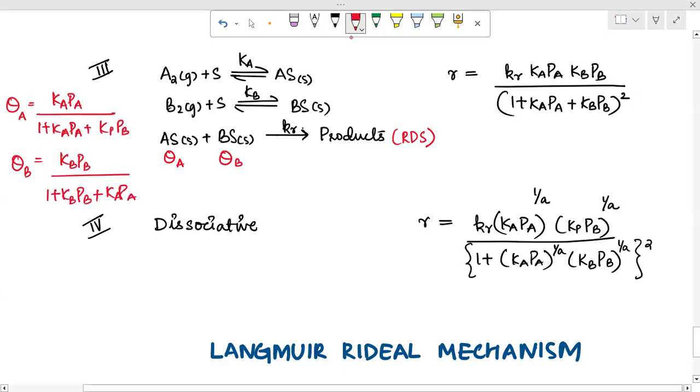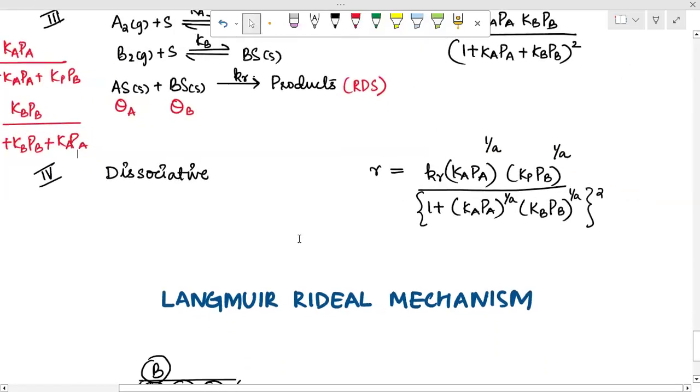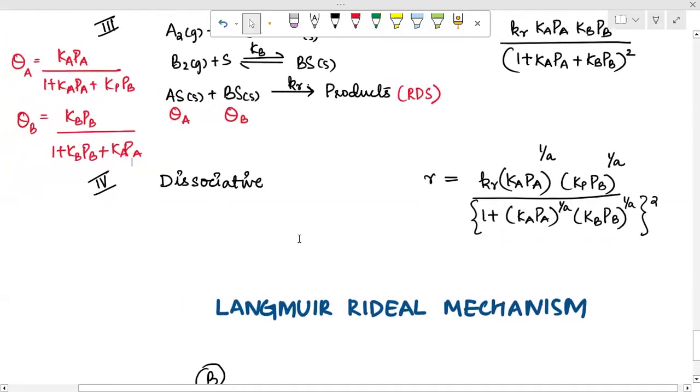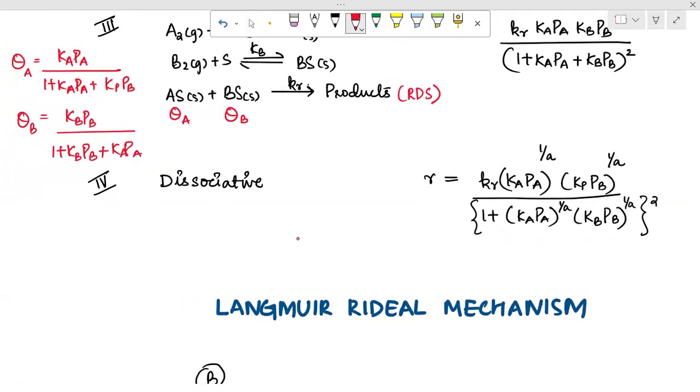See? Important. Here also they can ask if the gases are dissociative or not. So if they are dissociative, you have to understand that you have to put a power where 1 by atomicity comes into play. A is the atomicity. You can either use A or N. Earlier we have used N, so let's use N here as well. N is the atomicity.